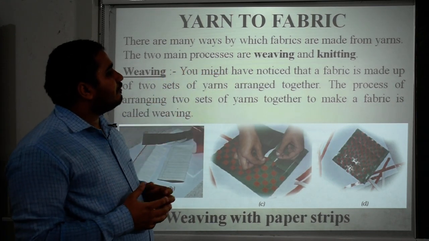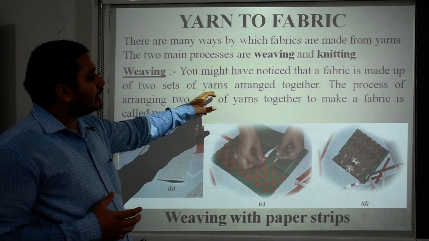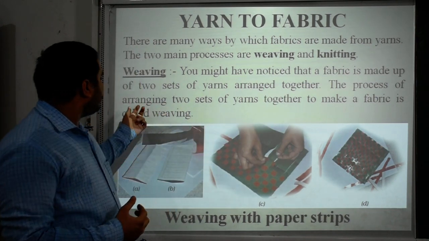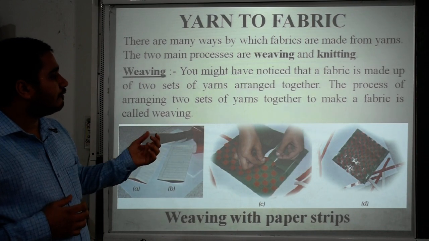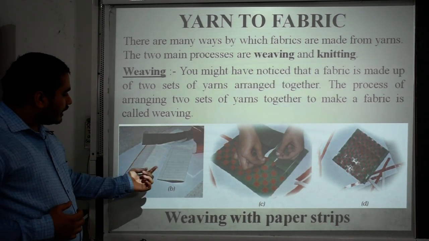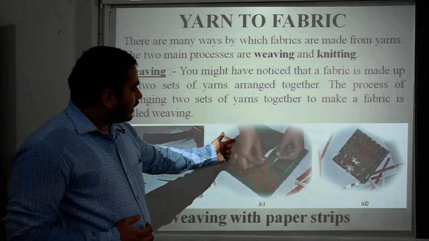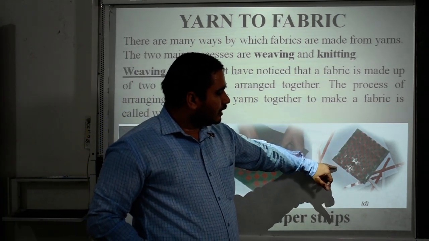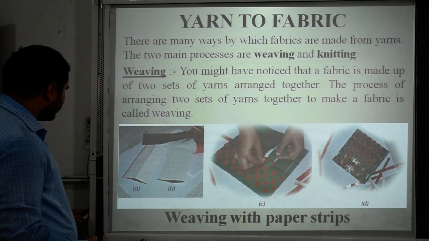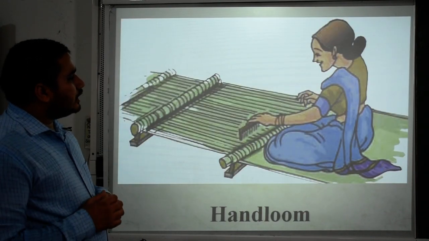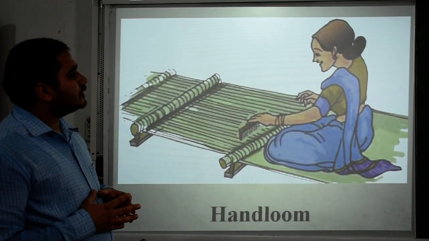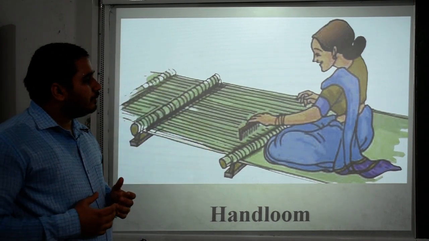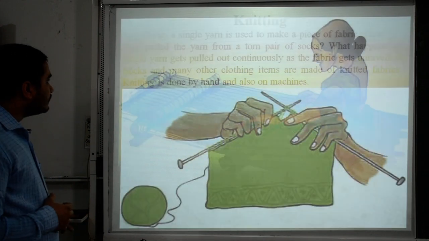You might have noticed that a fabric is made up of two sets of yarn arranged together like this. The process of arranging two sets of yarn together to make a fabric is called weaving. Here A and B, two sets are there. Then make strips of them and arrange them crosswise like this. You will get a fabric look. Here, that's an old lady. In a handloom, big machines or hand-operated machines do this kind of work, which is popular for weaving.